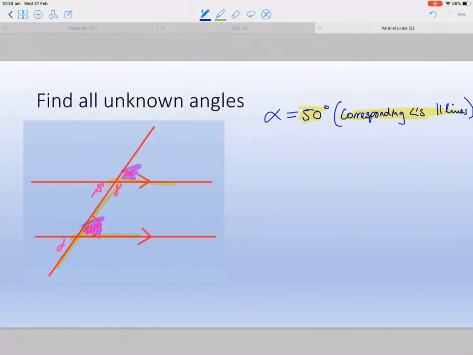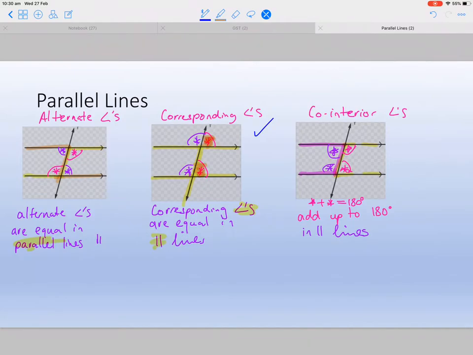All right, let's do beta. And yeah, so beta equals, so that's that one here. That looks like a Z to me, so let's do the highlighter from here, there. So yes. So that is, that's alternate, okay? So it's going to be the same as well. So 50 degrees, and that's alternate angles in parallel lines. If you're confused, look at the previous slide.